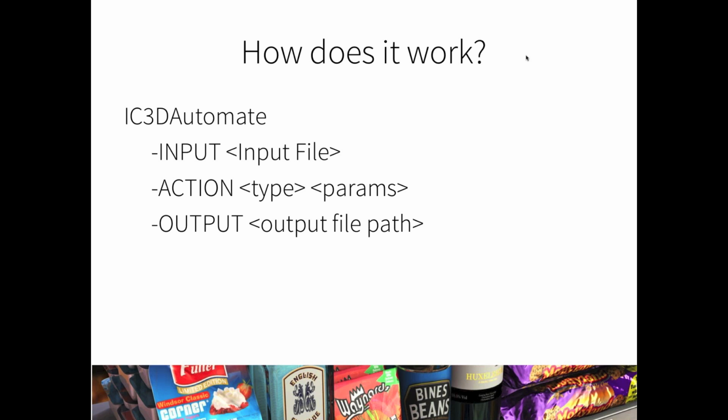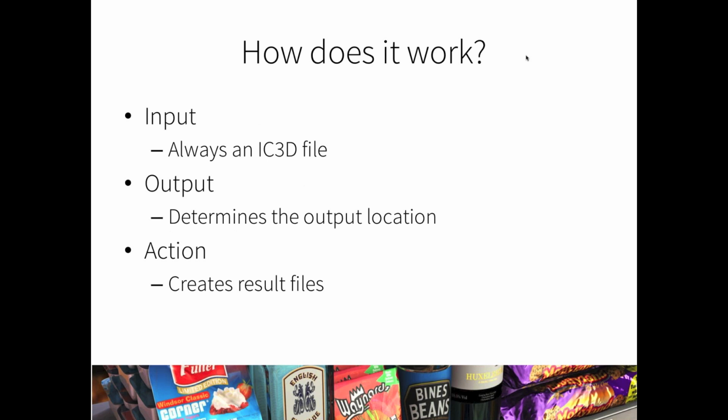The iC3D Automate command line may be long, but it's not complicated. In fact, there are 3 basic parameters that you can use. The first one is input, which specifies what the input file is. Then you have action parameters, 1 or more, and then an output parameter. The input is always an iC3 file. A file that is created in iC3D Suite and saved becomes a file with an extension .ic3, and that is the only input that I can use in iC3D Automate.